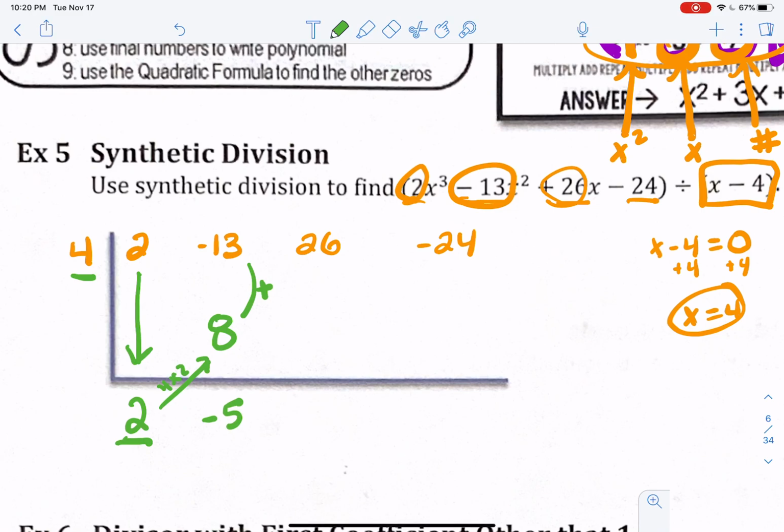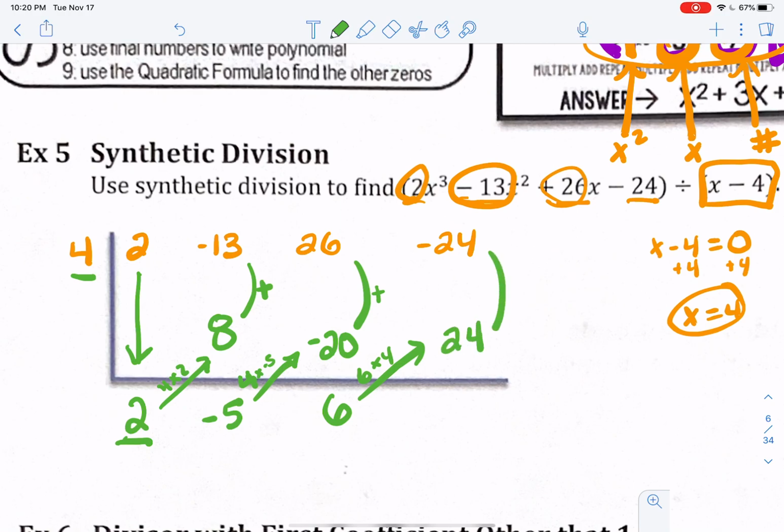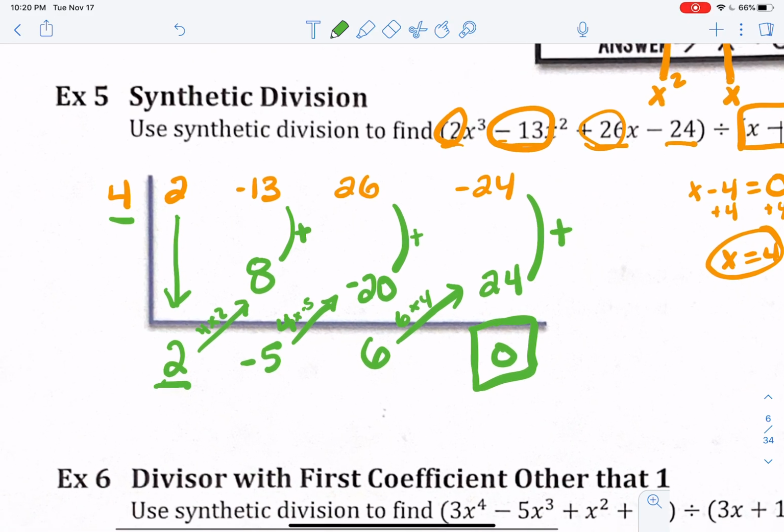Then I multiply again by 4. So that number goes here. 4 times a negative 5 is going to give me negative 20. Then I add those two numbers together. 26 plus a negative 20 is going to give me 6. Then I multiply again. 6 times 4 is going to give me 24, and I add these together, and that gives me 0. Ha, I'm another one that has a remainder of 0. I like it when that happens, okay?